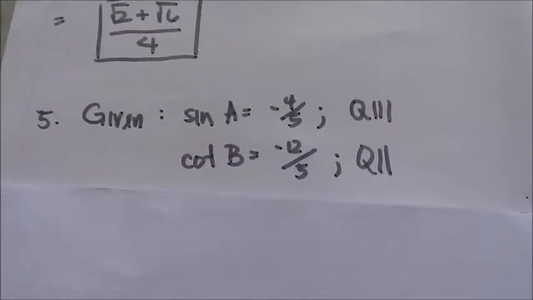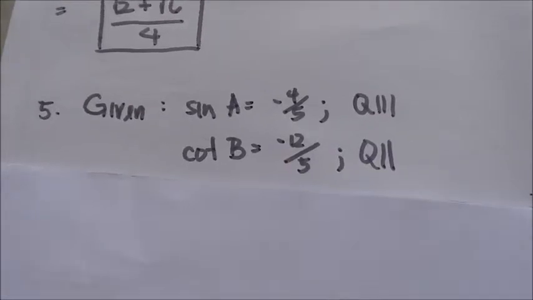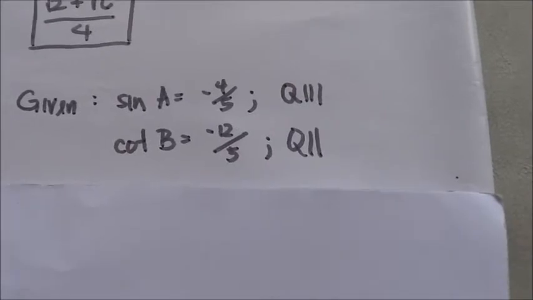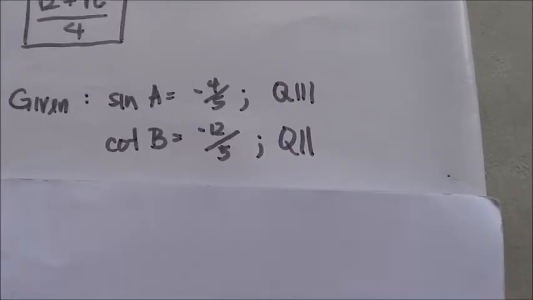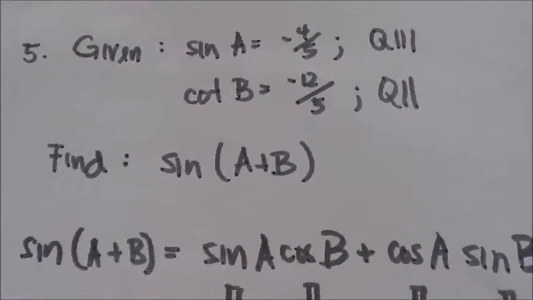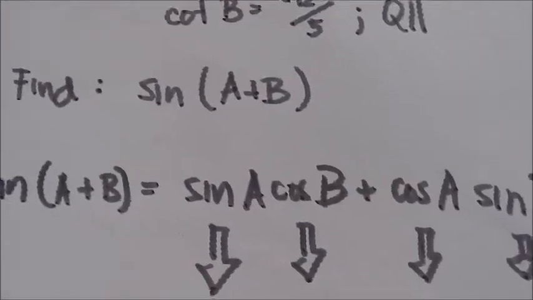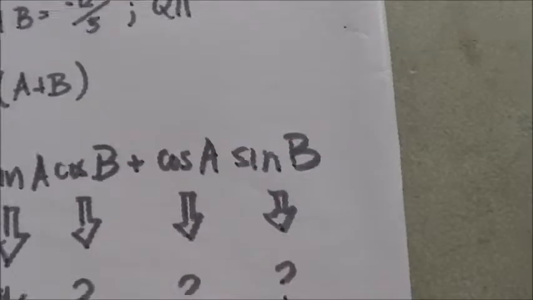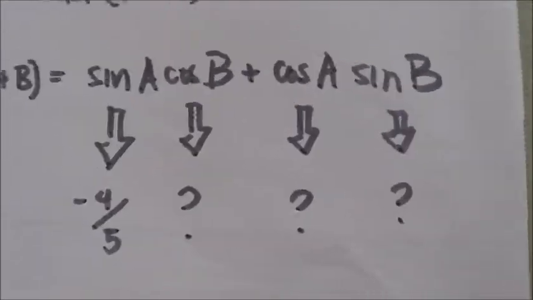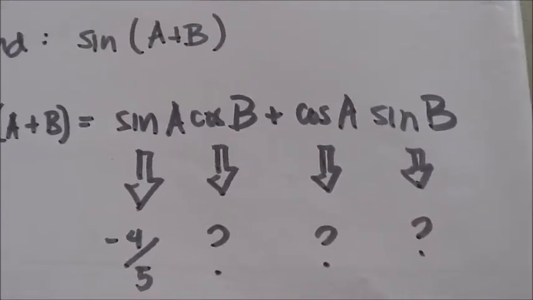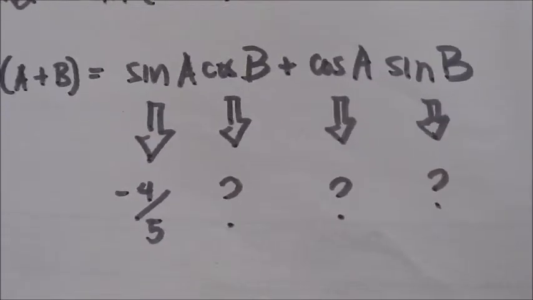Given sine A is equal to -4/5 and A is in quadrant 3, cotangent B is equal to -12/5 and it is in quadrant 2. Find sine of A plus B. What we're gonna do here is we need to find the value of sine of A plus B. So sine of A plus B is equal to sine A cosine B plus cosine A sine B. We know the value of sine A, but we don't know the rest: cosine B, cosine A, and sine B. So we have to find the three values first before we can solve the problem.